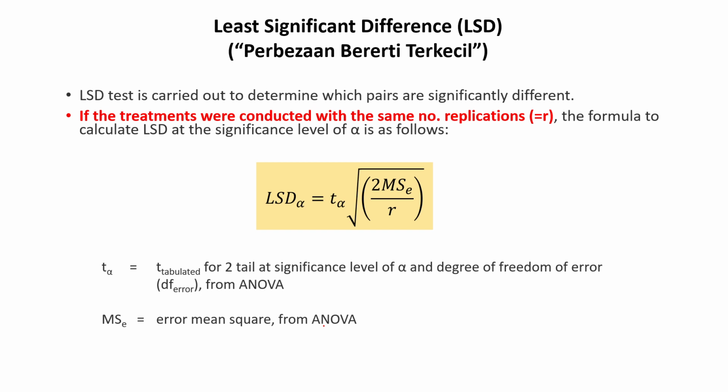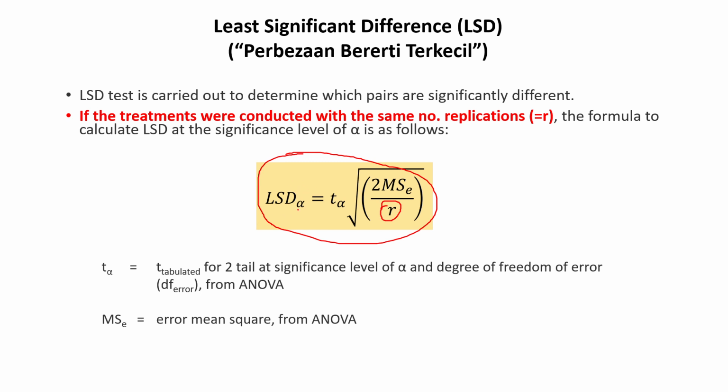The LSD test is carried out to determine which pairs are significantly different. If the treatments were conducted with the same number of replications, meaning each group of treatment has a similar replication number, then you use this formula to do your calculation. R here is the number of replicates, so it will be the same. MSE is the mean square of error, which you can take from your ANOVA table. And t alpha is the number that you need to refer to your t table.